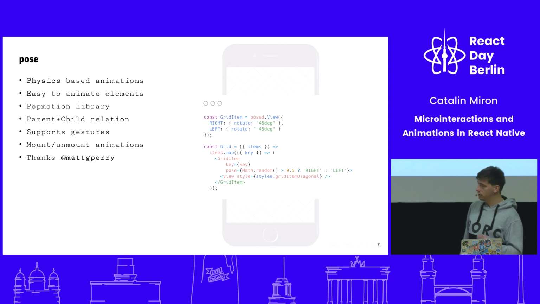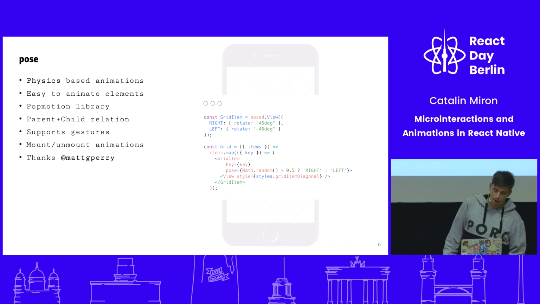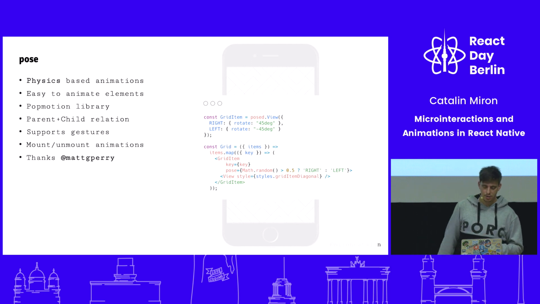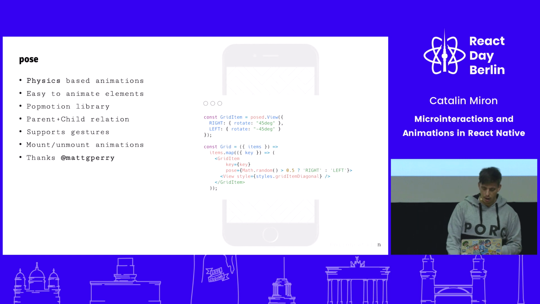If you take a look at the code for the example which was running in the background, we have a posed view, which is exactly like a styled component. The key right, in my case, and the left is going to either rotate 45 degrees or minus 45 degrees.